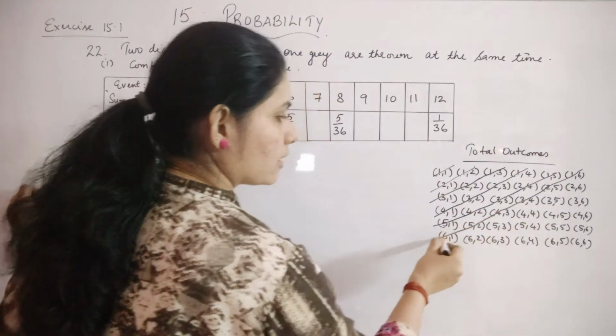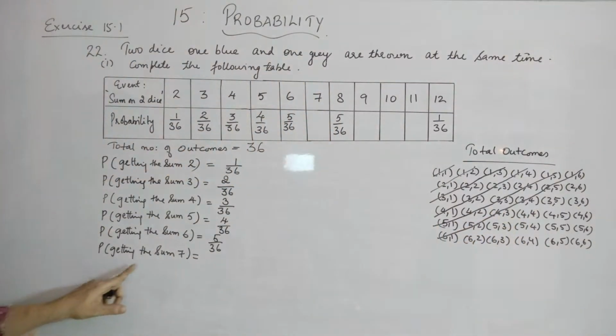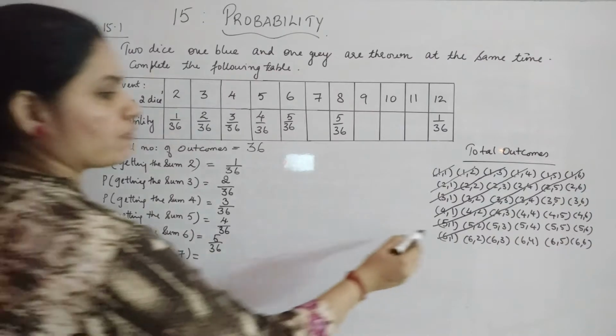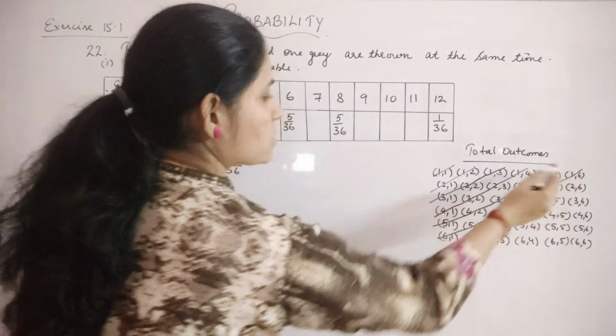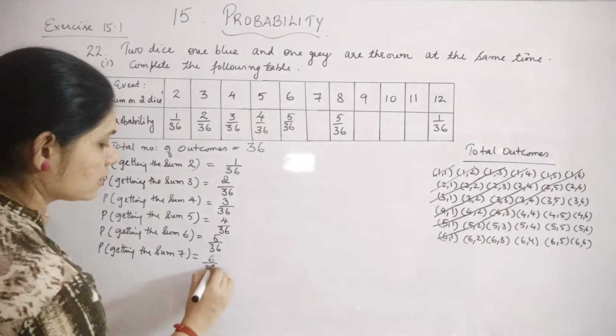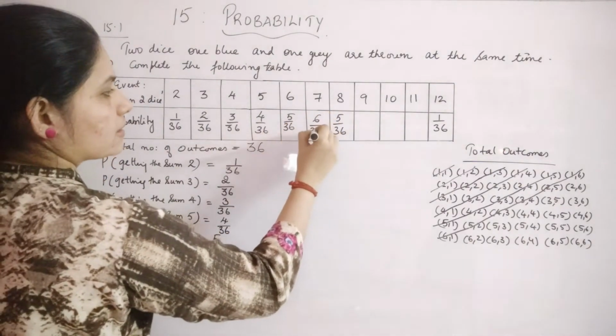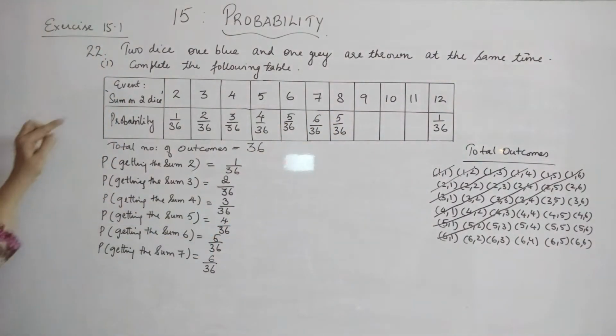So these are the elements which give you the sum as 7. You have 1, 2, 3, 4, 5, 6. So it is 6 by 36 as the probability of getting a sum of 7.